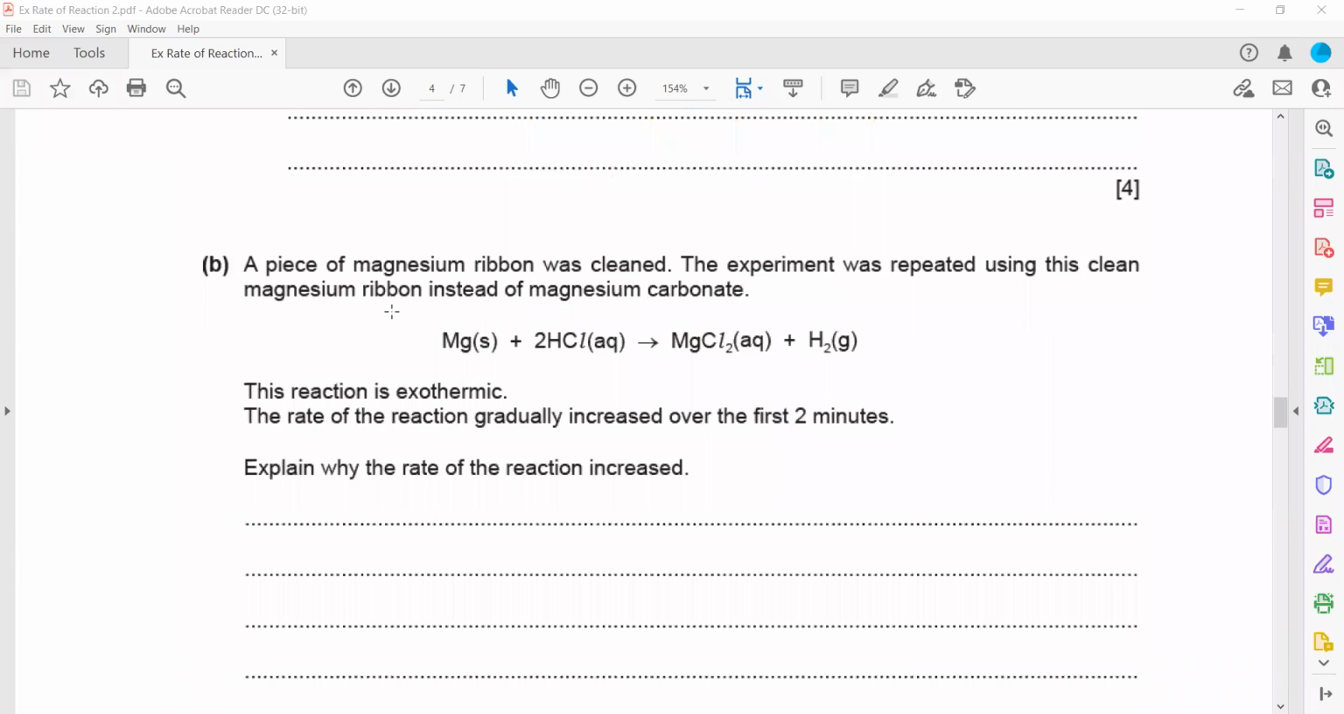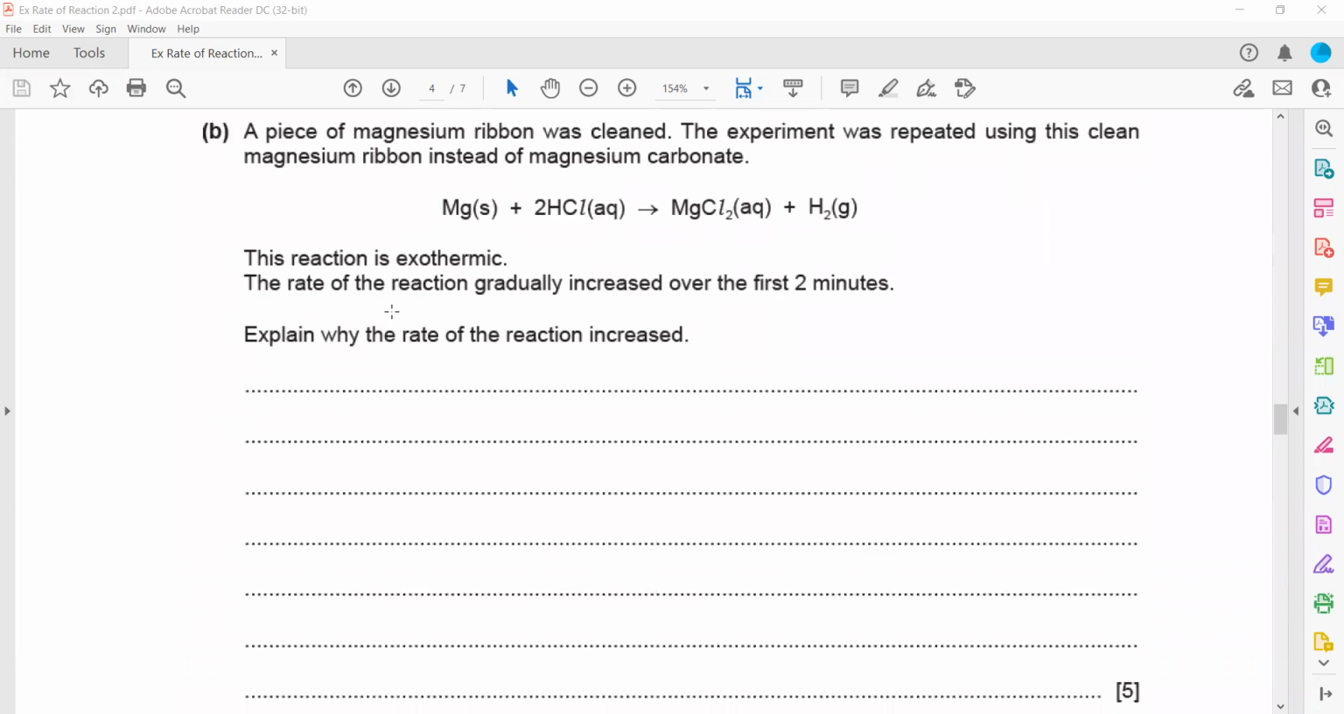Then, in the question, a piece of magnesium ribbon was cleaned. The experiment was repeated using a clean magnesium ribbon instead of magnesium carbonate. So instead of magnesium carbonate, we are using magnesium ribbon. This reaction is exothermic. The rate of a reaction gradually increases over time. Explain why the rate of reaction increases, and it's 5 marks. They mentioned the reaction is exothermic. The term exothermic reaction means it will release heat energy. So the reaction is exothermic.